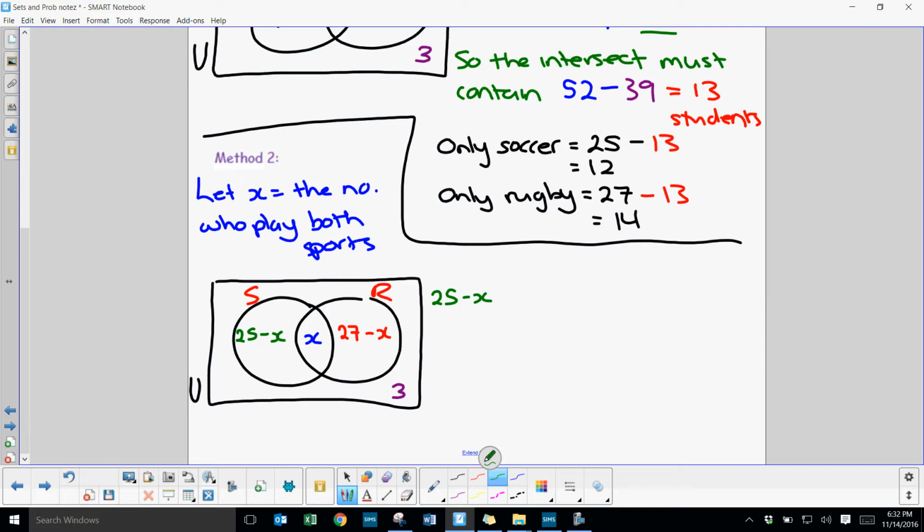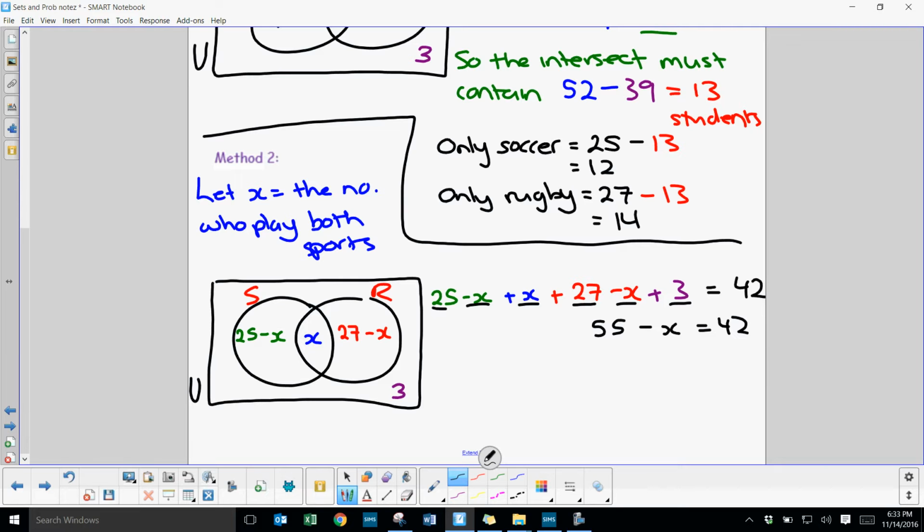25 minus x, plus x in the middle, plus 27 minus x. Don't forget the 3, it's easy to forget the 3. Plus 3 equals the total, which is 42 girls according to the question. Then we can just collect like terms. What's 25 plus 27 plus 3? It's like saying 25 plus 30, because 27 plus 3 is 30. 25 plus 30 gives you 55. And then what's negative x plus x? That cancels to 0. So 55 minus x equals 42.